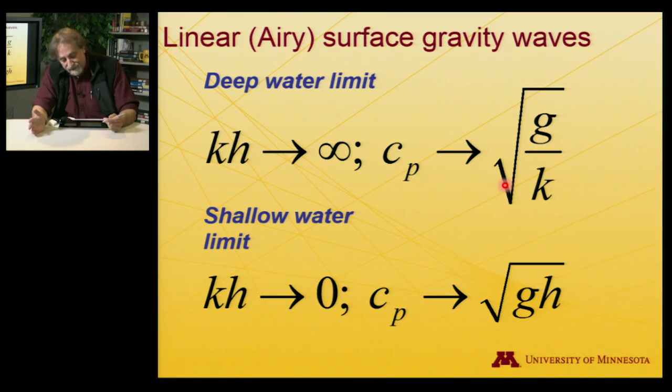So the basic takeaway message from this is that for deep water waves, longer waves move faster than short waves do. This, again, has nothing to do with how tall the waves are, has nothing to do with their amplitude. This is all about the wavelength. But long wavelength waves move faster than short wavelength waves.